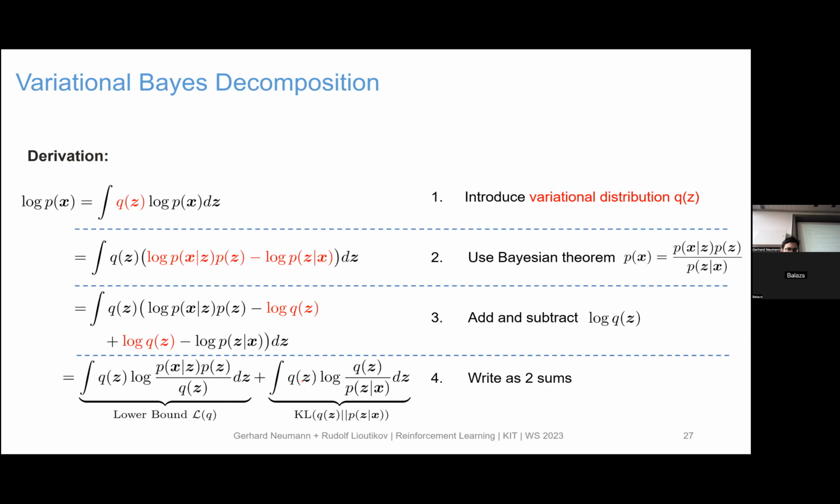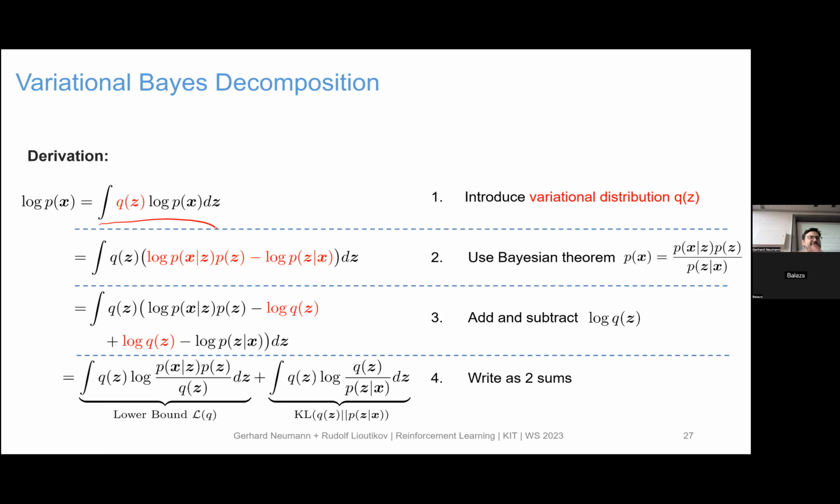So how do we get there? As you know, there are some mathematicians sitting in the corner and thinking about nasty tricks for how to transform equations, and this is also the case here. The nasty trick is basically to not change the equation, but to write it in a more complex manner. So the first part, the log p of x, is the integral of q of z times log p of x.